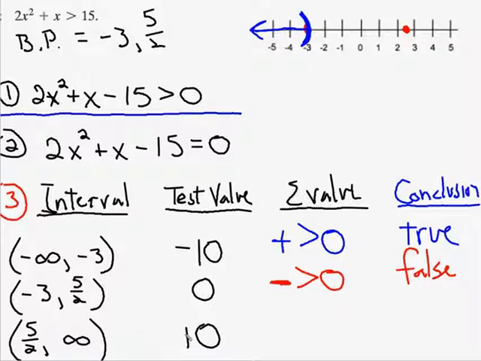Last interval, 5 halves to infinity. Again, I like positive 10. So that'll be 10 squared is 100 times 2 is 200. Plus 10 more is 210. Minus 15 is positive 195. A positive number is greater than 0. That's true. So that will also be part of our solution set. So from 5 halves to infinity, I will also color in that part of the number line.